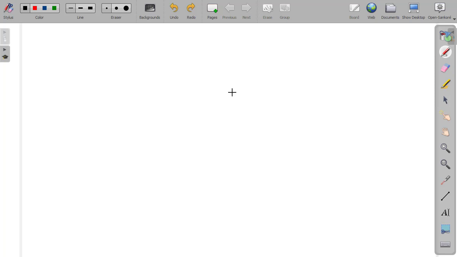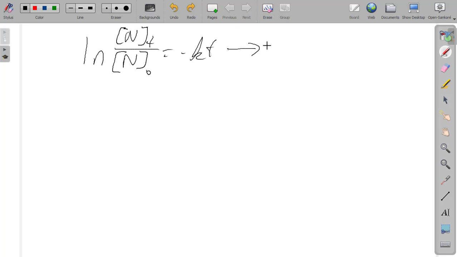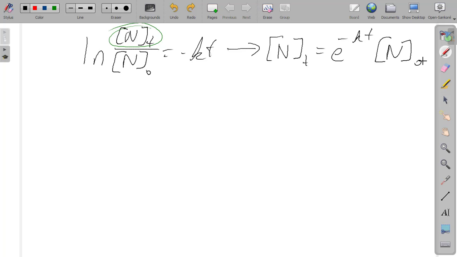Okay, so again, you remember the equation, ln of the concentration N_t over the concentration N_0 equals negative kt. But we can change this because what we're solving for is how much is left at some time. So we want N at time t. So N at time t is going to be equal to e to the minus kt times N_0, just like we did back in the kinetics chapter a long time ago.